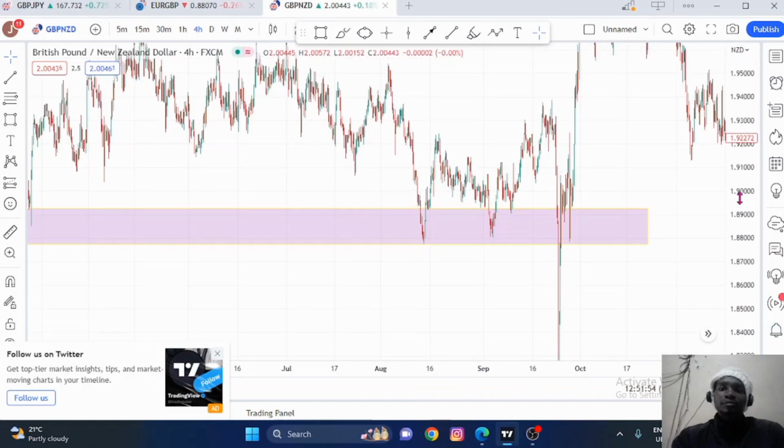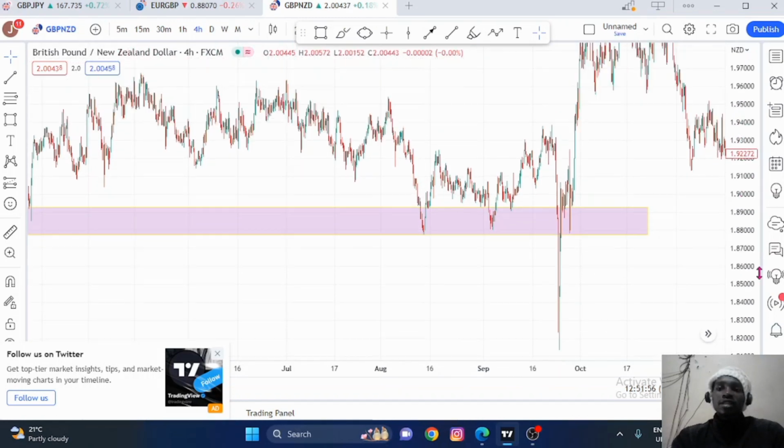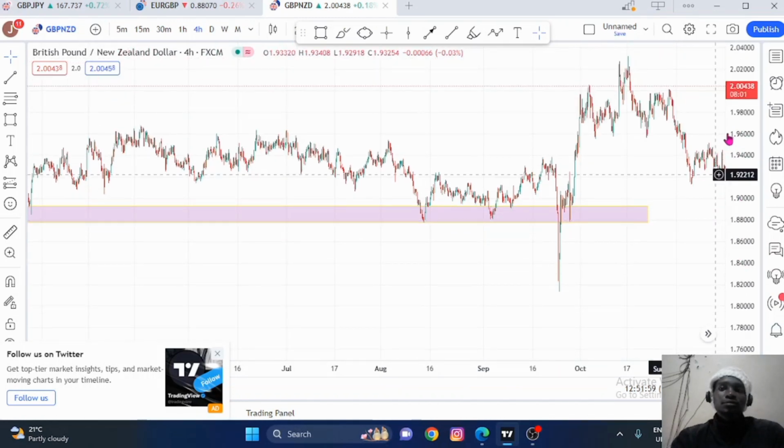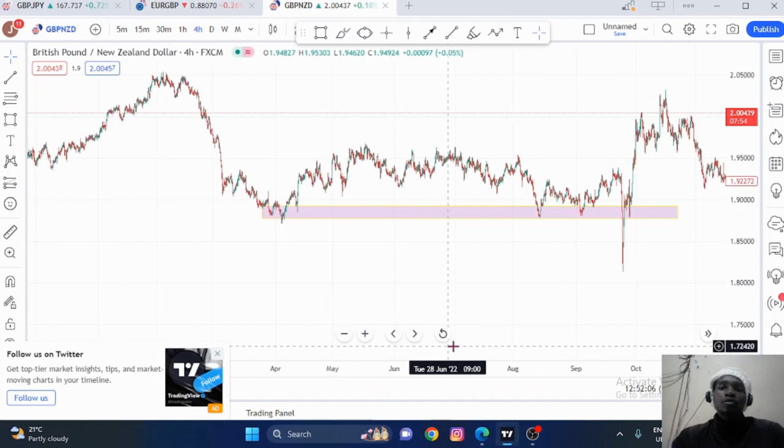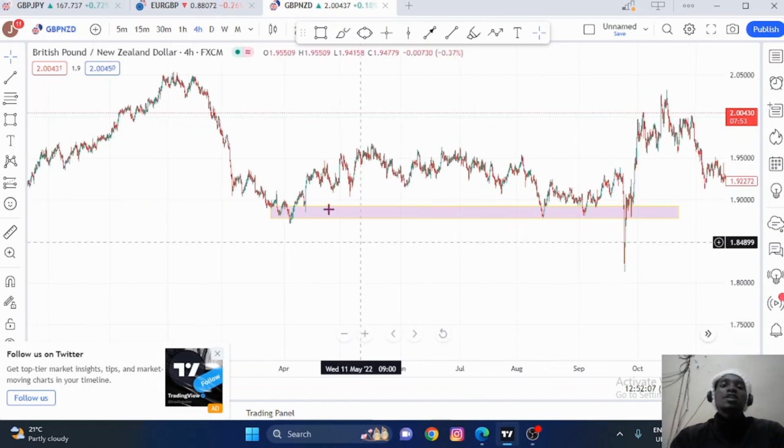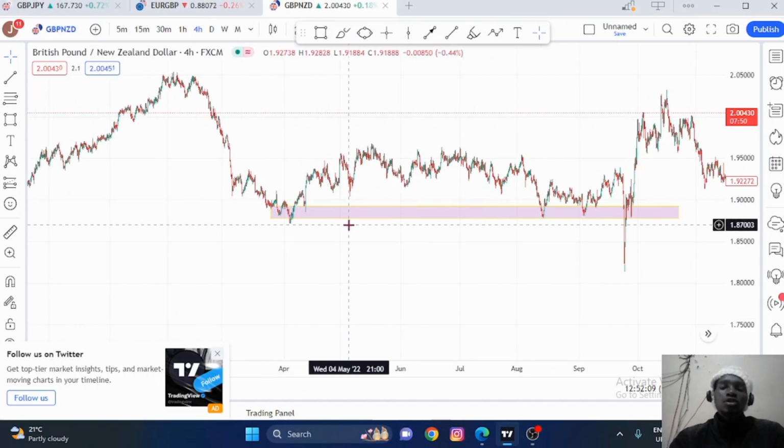Let me give an example of the fake breakout here so that you can see. This is what I mean. For you to understand very well, or to identify most of the areas, it is very good to zoom in or out on your chart so that you can be in a position to see.